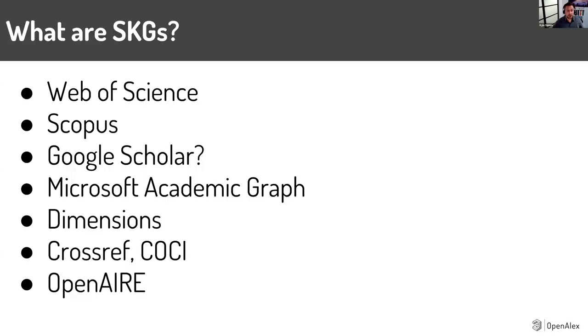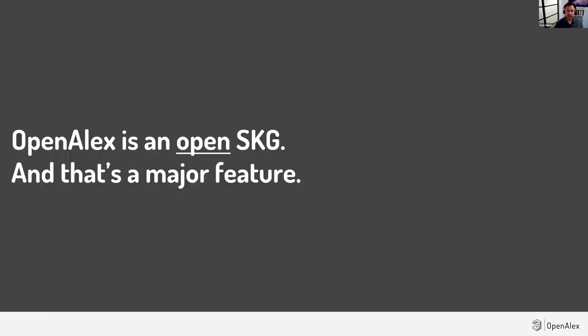You're probably familiar with at least one of the SKGs on this list. Your institution probably has access to one of them at least. But Web of Science, Scopus, Google Scholar here with a question mark because it's a little bit different than the rest, Microsoft Academic Graph, Dimensions, Crossref, and OpenAIRE. OpenAlex sits firmly in this list of prominent, usable, high-quality SKGs. But really importantly, it's an open, completely open, comprehensive SKG, and that's its major feature.